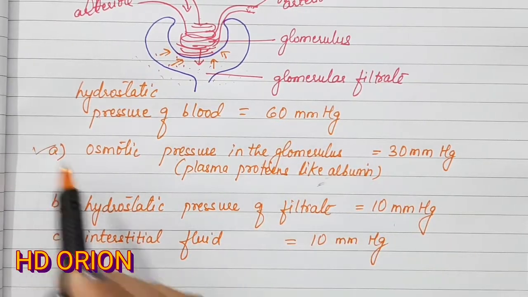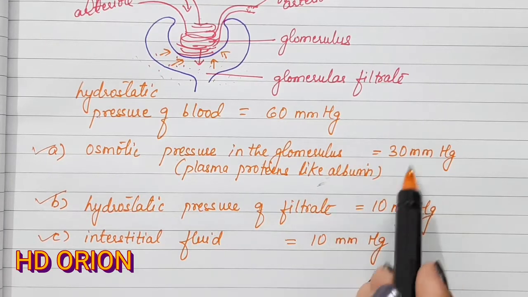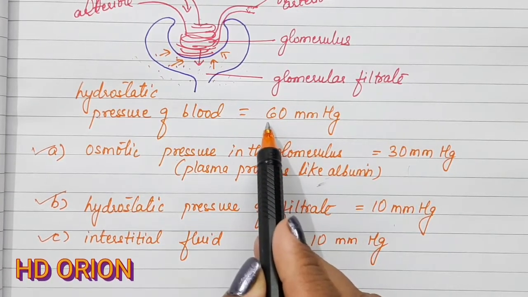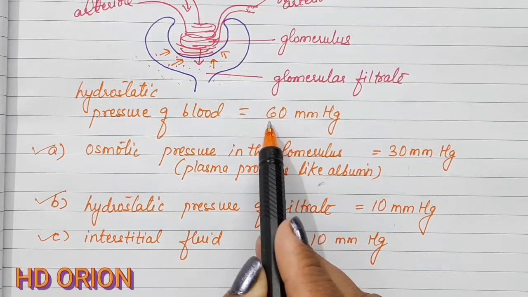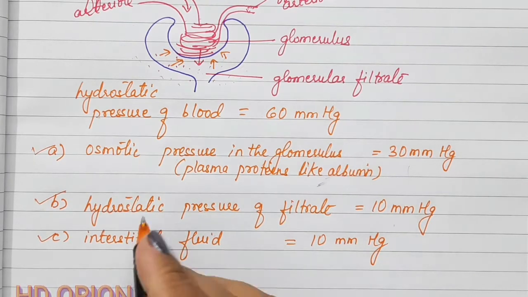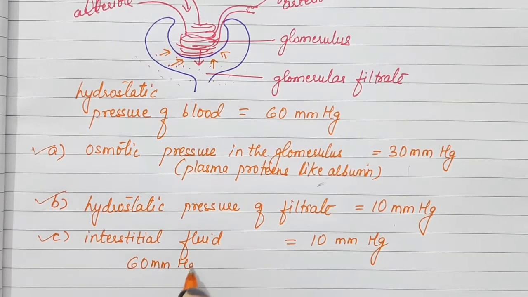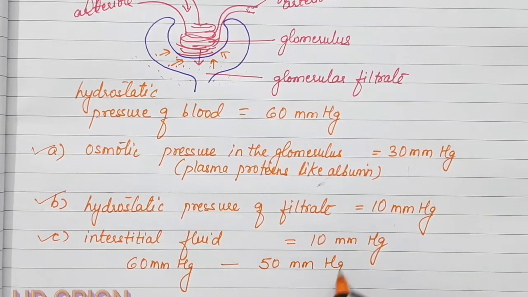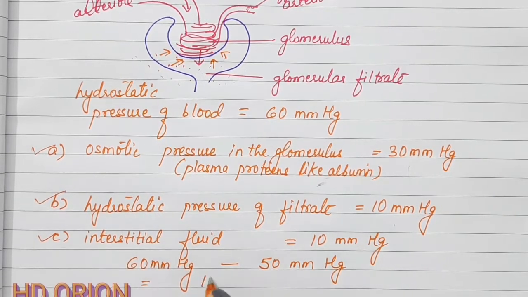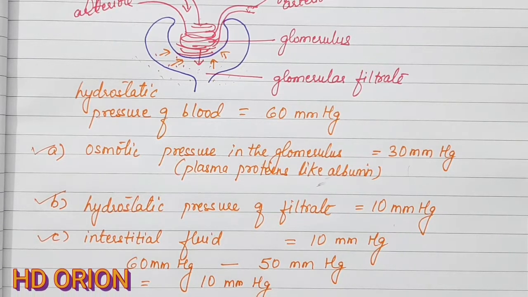So the three pressures, the osmotic pressure in the glomerulus, the hydrostatic pressure of the filtrate, and the pressure exerted by the interstitial fluid, are all against or in reverse of the hydrostatic pressure of blood. So if we add this up, it comes out to be 50. So the hydrostatic pressure is 60 mm of mercury, and if we subtract 50 from it, the net pressure of ultrafiltration comes out to be 10 Hg.